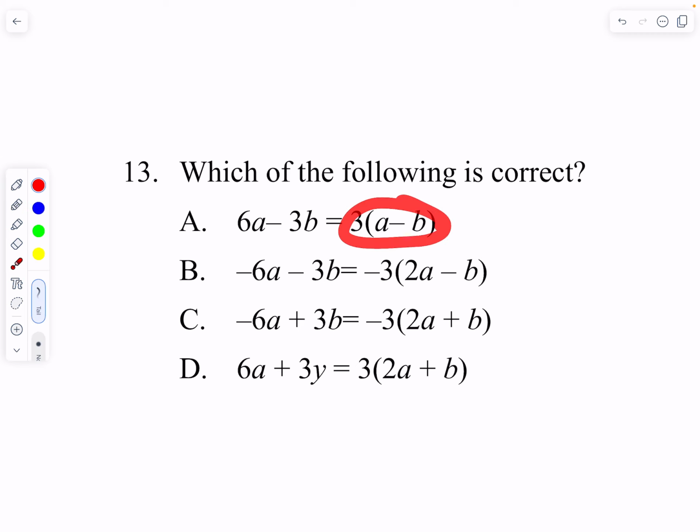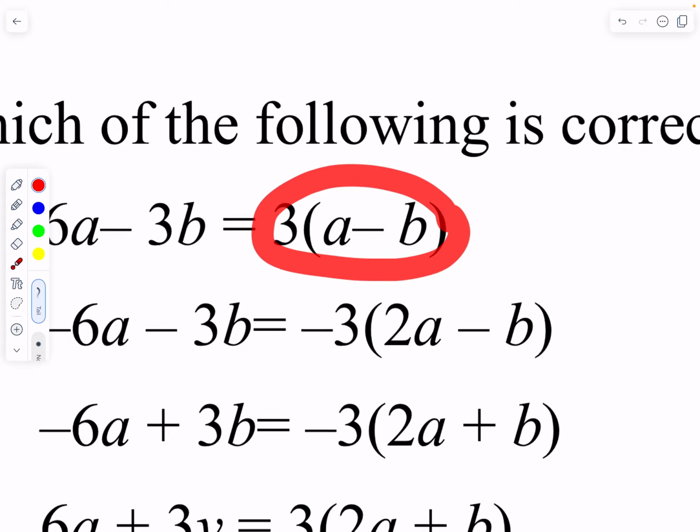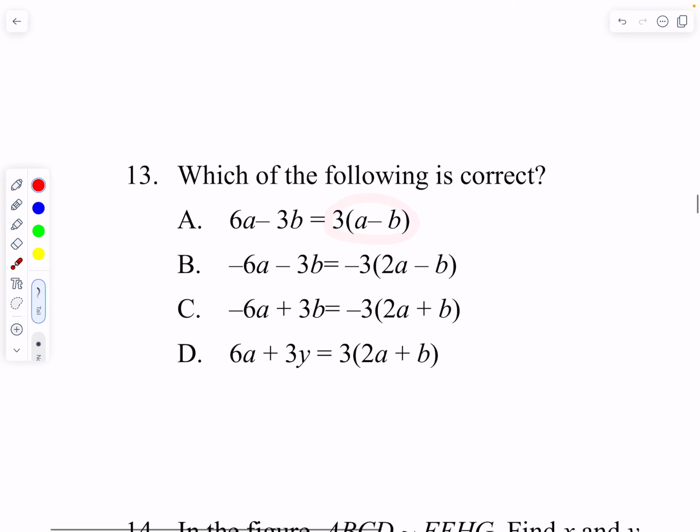I will suggest to always do the easier sides first. Easier sides is expansion most of the time. So do that first and then check. If I need to open up the brackets here, how do I do it? The 3 goes here, the 3 also goes here. So 3 times a first, 3a. 3 times negative b, negative 3b. When I open up, are they the same? No, they are not the same. If they are not the same, this is wrong.